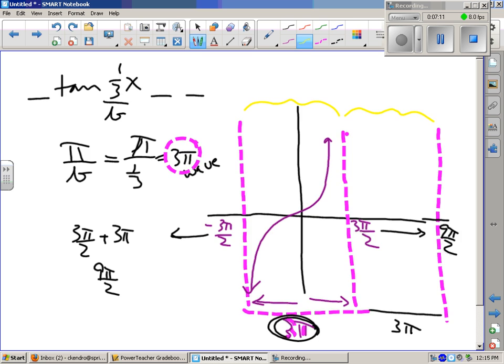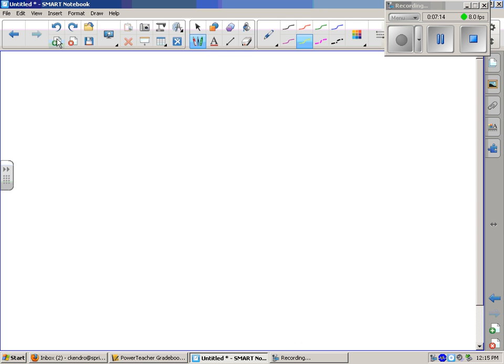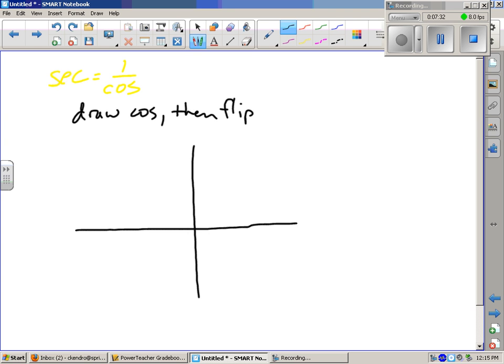Okay, let's talk about cosecant. Well, let's do secant first. Remember, secant is 1 over cosine. So what we're going to do is draw cosine and then flip over parts of it. We're going to use cosine as our guide. So our normal pi, 2 pi, 1, negative 1, draw in cosine.